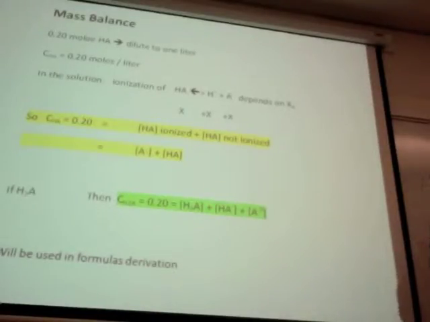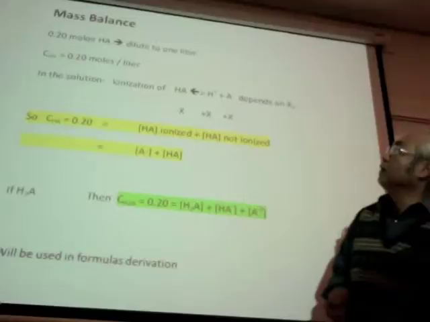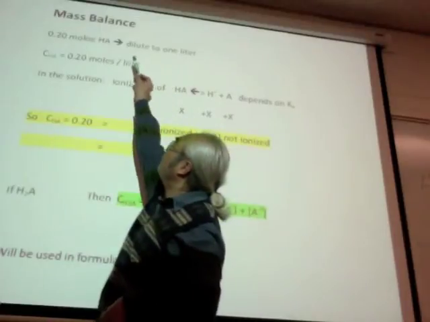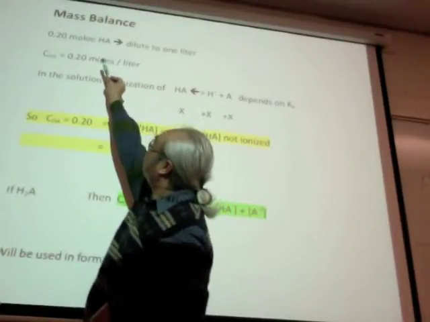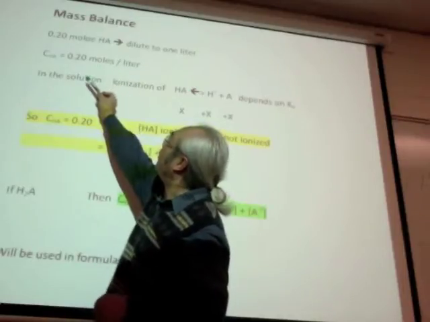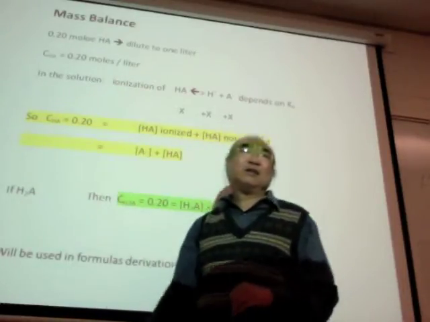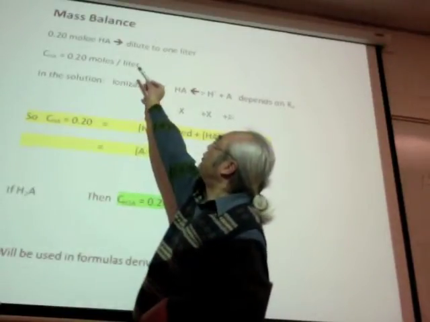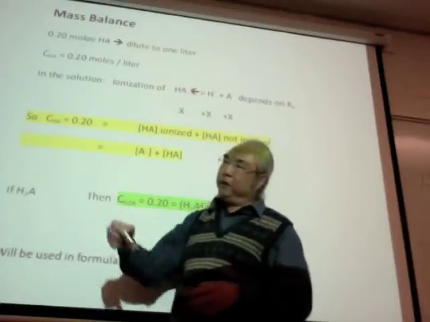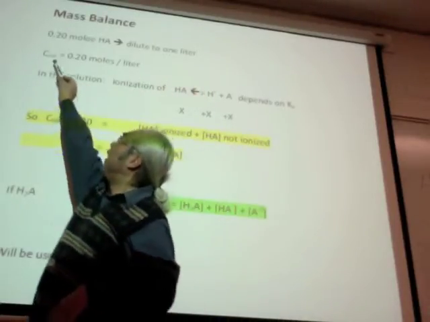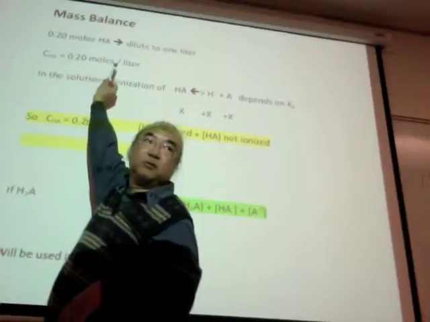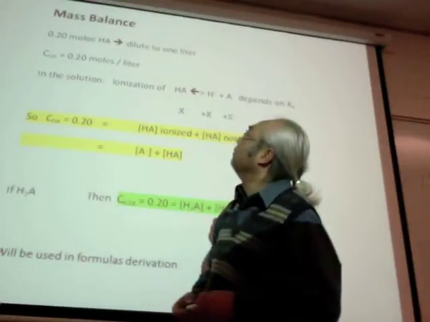Okay, next we're going to learn some basic formula derivation. Okay, the understanding of mass balance. Now, when you prepare a chemical, let's say 0.20 moles, or molar. If you prepare 0.2 moles of HA and dilute it to 1 liter, then you say that the analytical concentration for that chemical is this value, that many moles per liter.